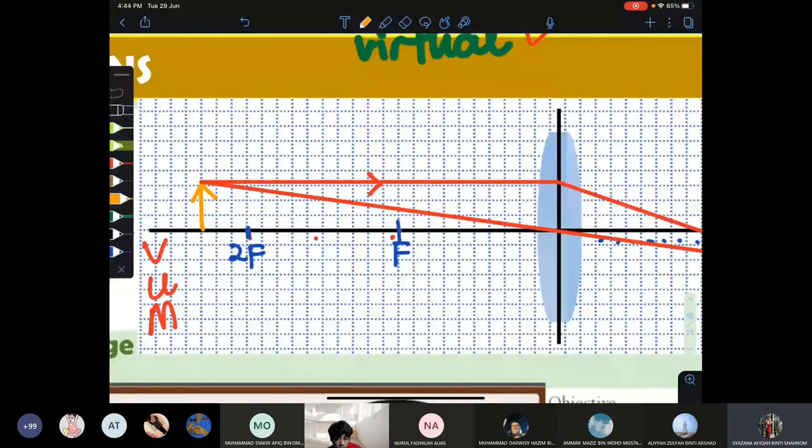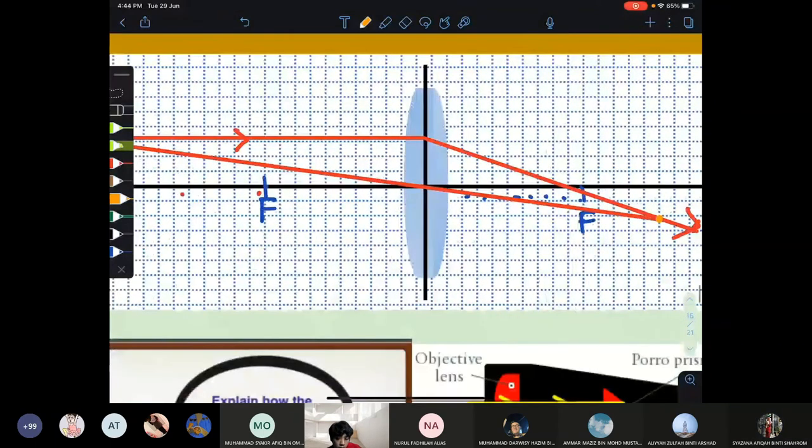Jadi awak tengok kat sini, point ni kita dapat setegak kan, dia tegak kat sini, jadi anak panah dia hujung kat situ. So kat sini pun samalah. Arrow tu kat bawah.